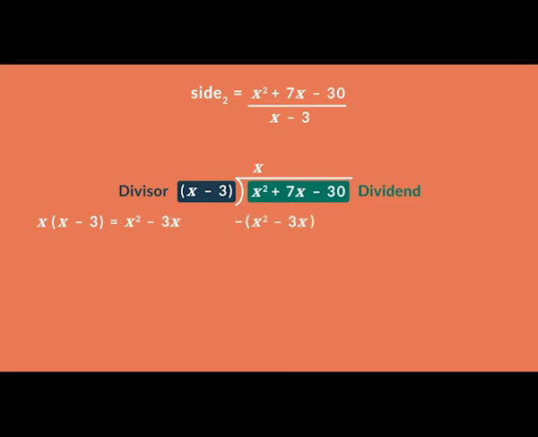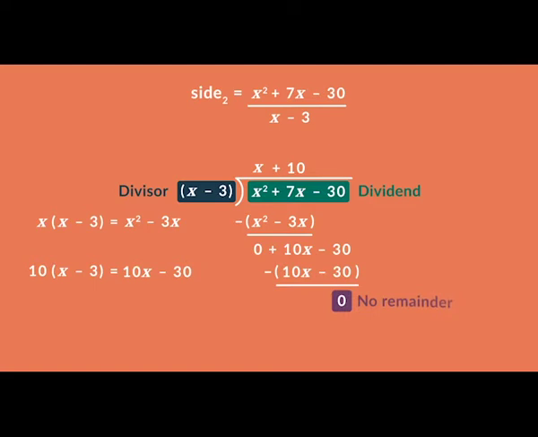Subtracting the polynomial means subtracting the like terms. Remember, this is the same procedure as when working with numbers. The result is 10x. Then, bring down the next term, which is negative 30. Next, ask what times x is 10x. It is positive 10, so place this above the line too. Now multiply 10 by x minus 3 and subtract the expression. The answer is 0, and there is no remainder.